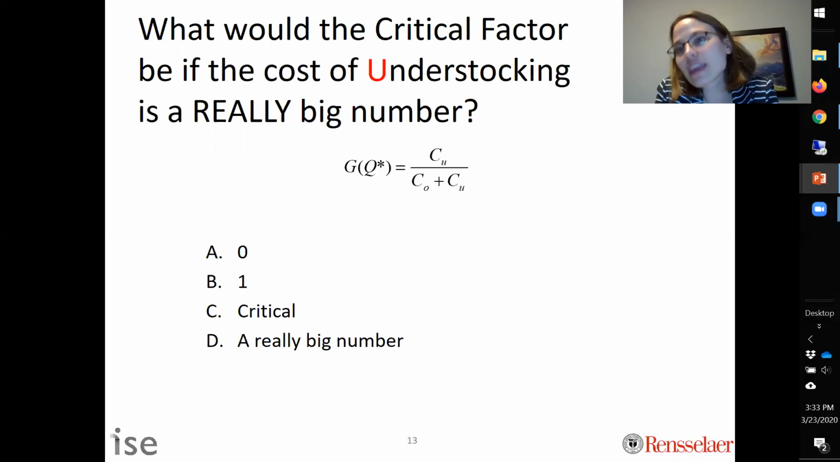You may ask, when would that actually happen? Well, in critical systems, say you work at NASA and you need to make sure you have all the things needed for a launch, oftentimes the cost of understocking, or not having enough, is really high compared to having one extra. So in some safety critical situations, CU is much bigger than CO. What does the critical factor tell us? It tells us to make sure you have enough to meet all expected demand, the biggest expected demand that could happen, you should have enough to cover that.